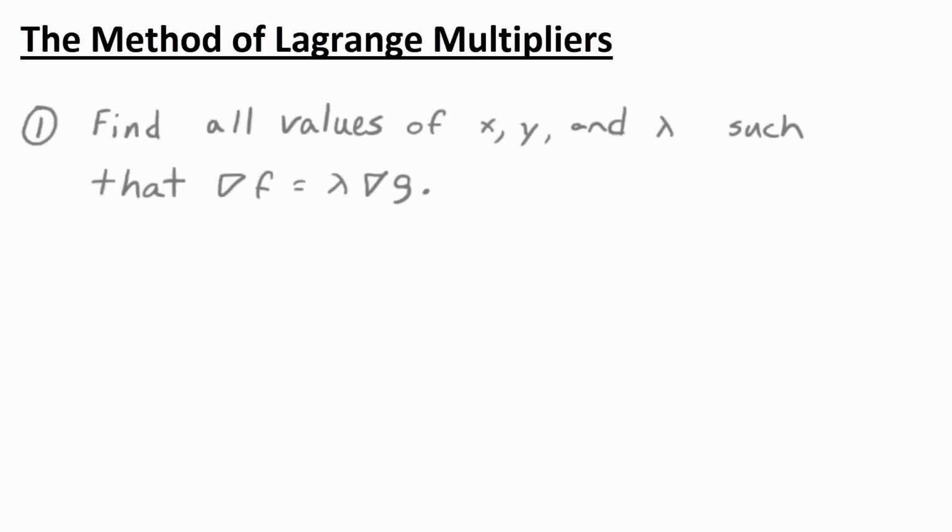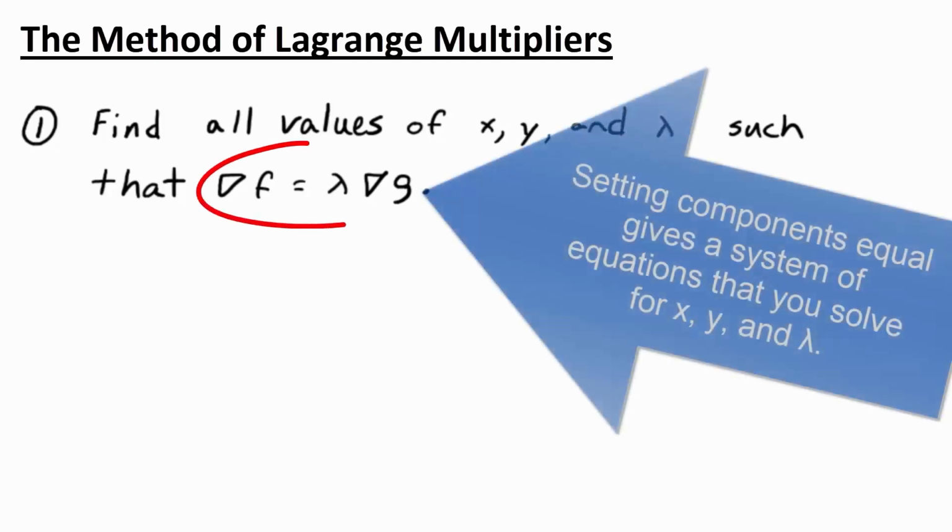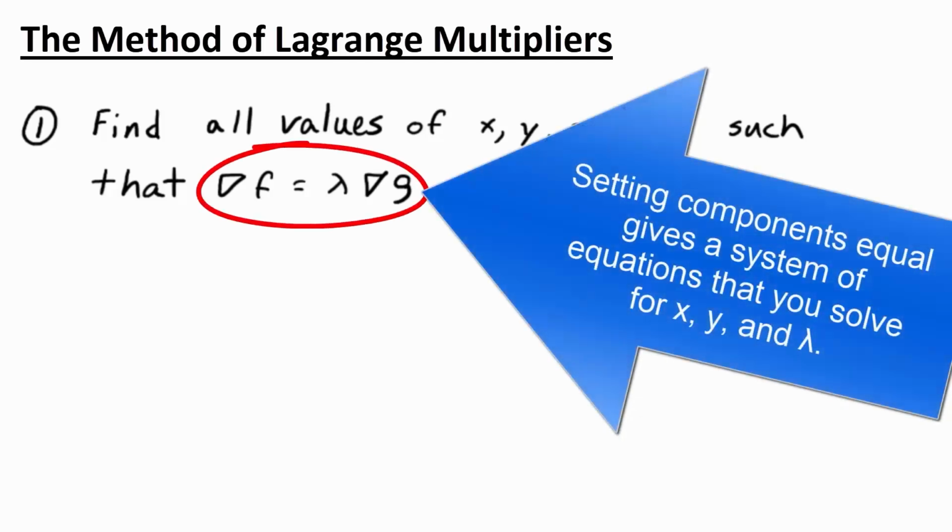So number one, we're going to find all the values of x, y, and lambda such that del f equals lambda del g. What we do is we actually find del f and del g and multiply del g by some lambda. We don't know what it is to begin with. And we set corresponding components equal. And we get a system of equations, the solutions to which, x naught, y naught, are those points where you could possibly have extreme values of f on the constraint curve.